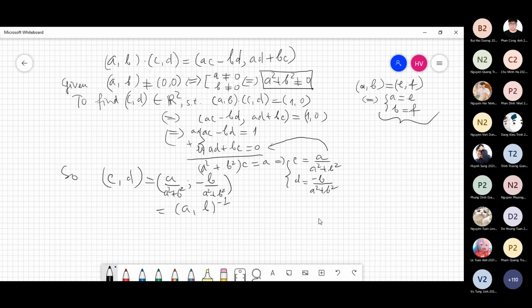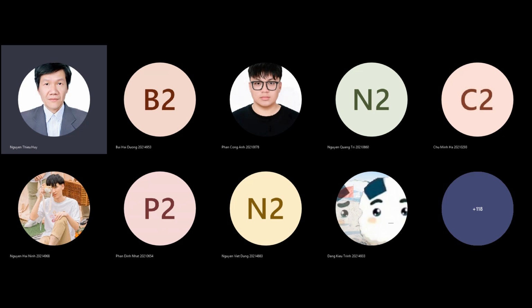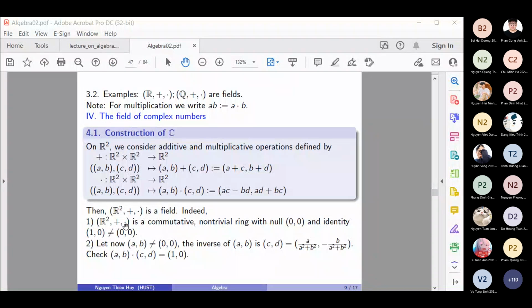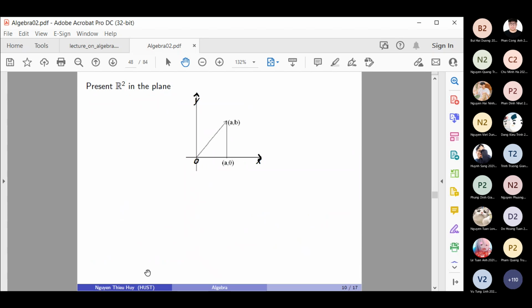So therefore, this R squared with addition and multiplication clearly is a field. So we return to the slide now. Good. So you obtain that R squared with addition and multiplication is now a field.